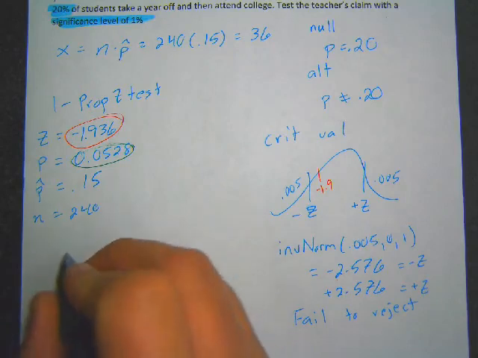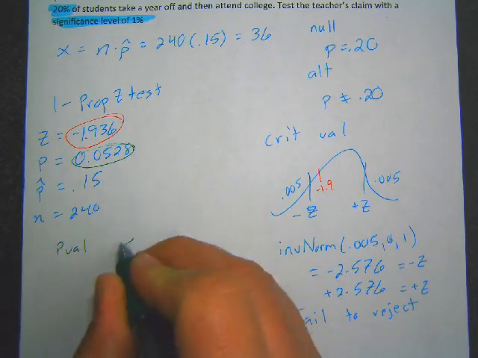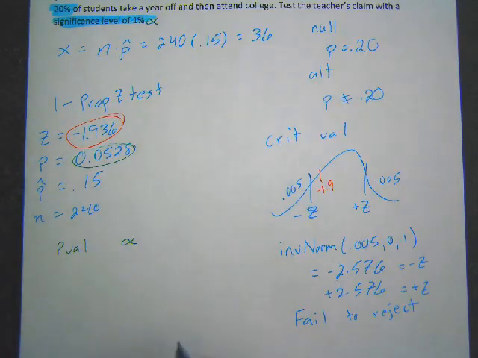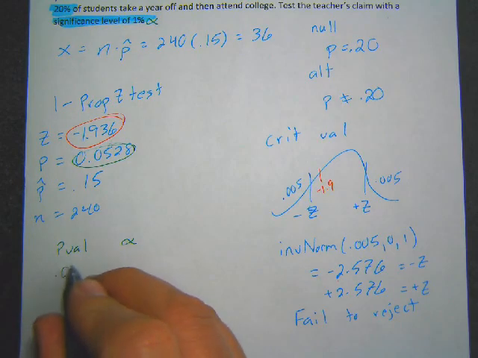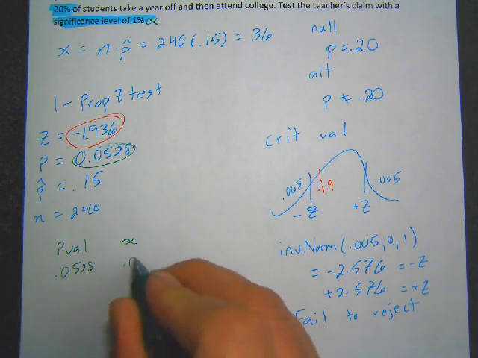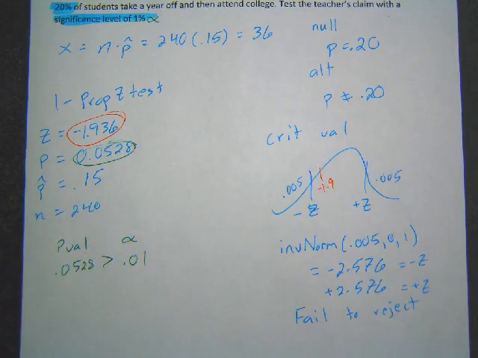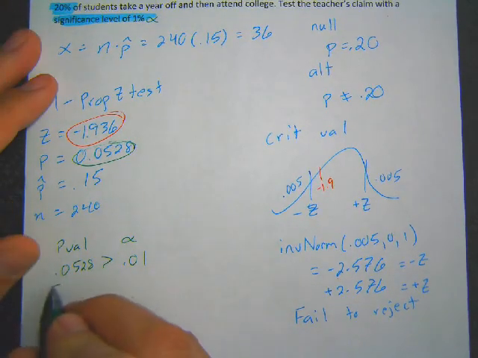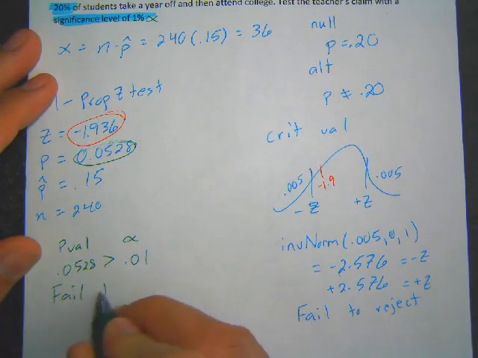So I would just compare the p-value and alpha, the significance level, and see what happens. Here I have 0.0528, and here I have 0.01. And the p-value, again, is too big. Again, we fail. I picked a bunch that fail, so this one fails to reject.